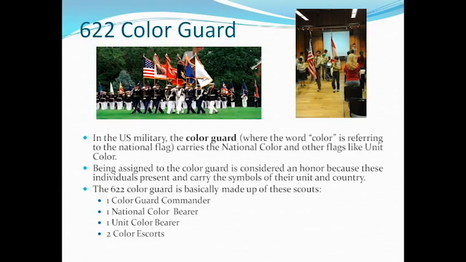The color guard, or the word color, is referring to the national flag. So being in a color guard is an extreme honor. The 622 color guard has one color guard commander, one national color bearer, one unit color bearer, and two color escorts.